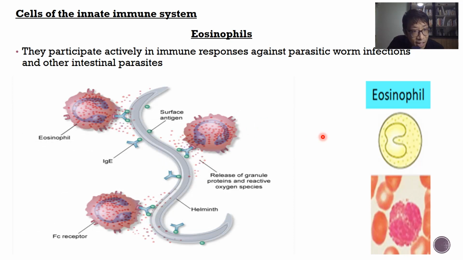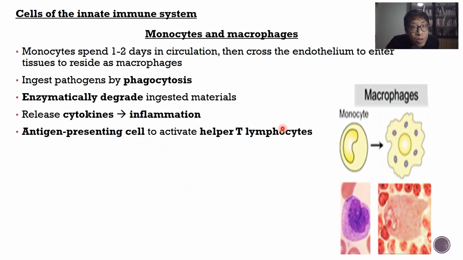All right, another diagram here. Eosinophils with the receptors recognizing parasitic worms in general. Okay, then we move on to monocytes and macrophages. Again, they are kind of the same thing, just depending on whether they are in circulation or inside the tissues. These are again phagocytes. They are able to ingest and remove the pathogens via phagocytosis.